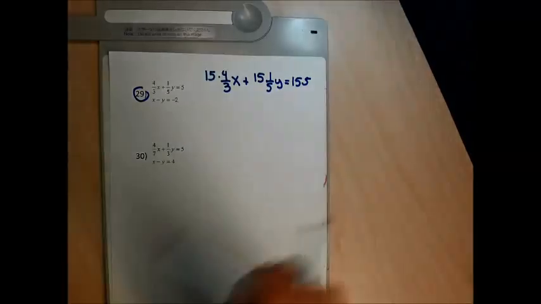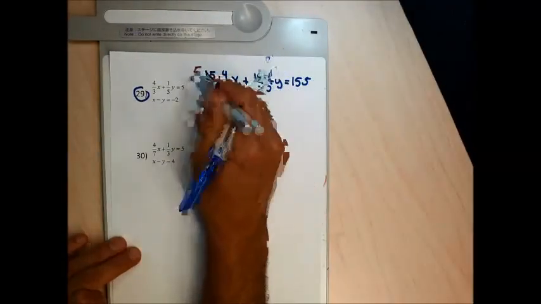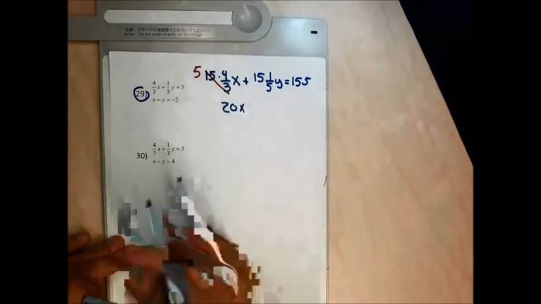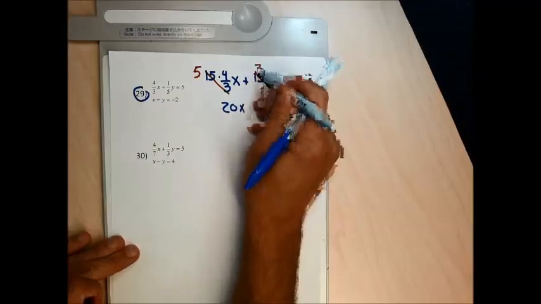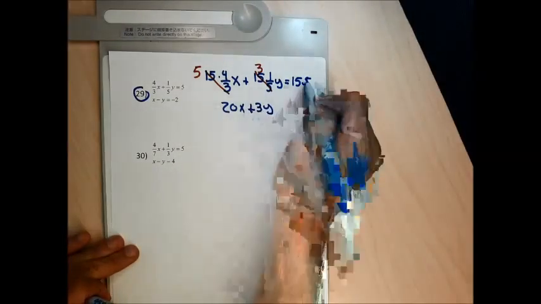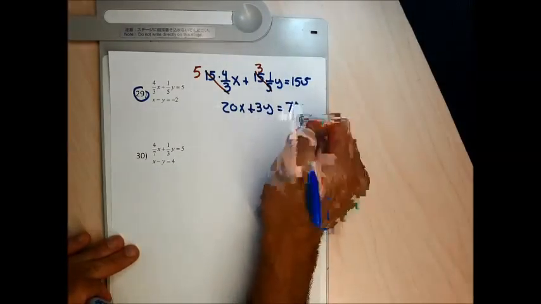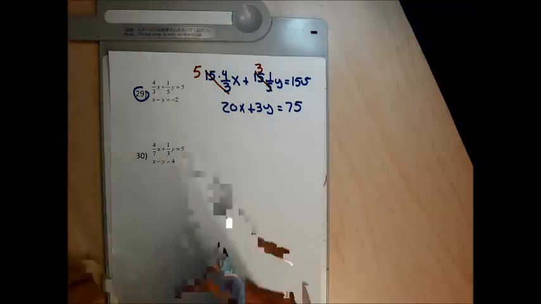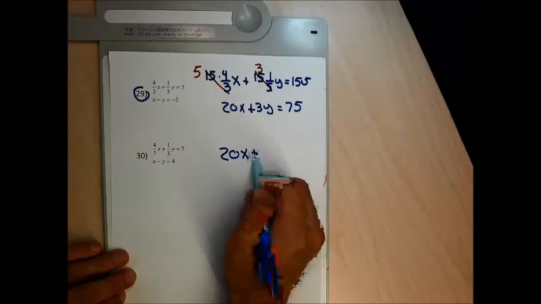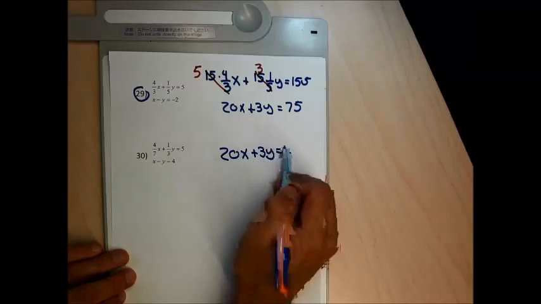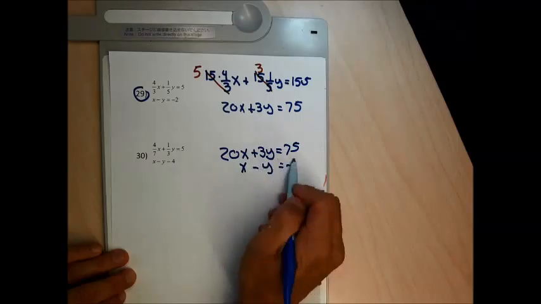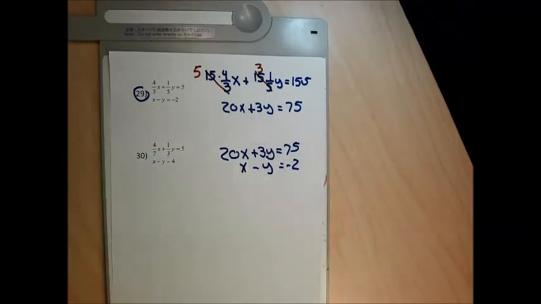And then here, I'm going to cancel and be left with 5 times 4x, which is 20x, and 3 times 1y, which is plus 3y, and 15 times 5 is 75. So the system that I'm going to solve in problem 29 is 20x plus 3y equals 75, and x minus y equals minus 2. Now I need to pick a letter to drop out.